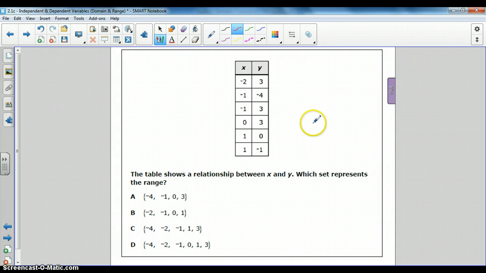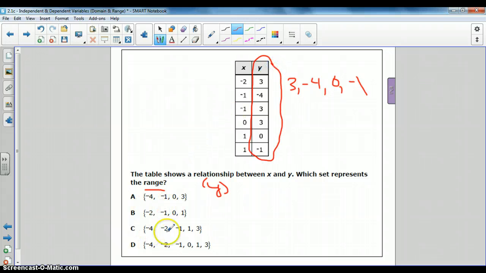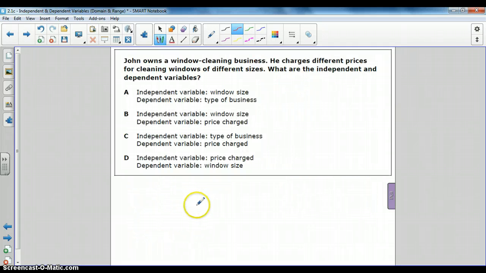Okay, the table shows a relationship between x and y. Which one represents the range? So they just want you to pick out the y's. We know the y's are 3, -4, 0, and -1, or this whole column. Okay, and they order them from least to greatest, so just find which one matches, and that would be A. -4, -1, 0, and 3. Pretty easy, huh? Okay, now independent and dependent.